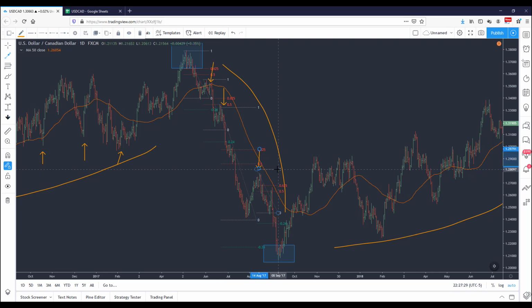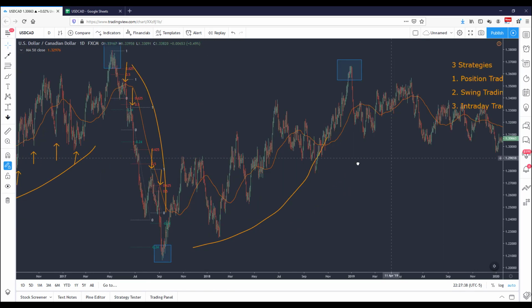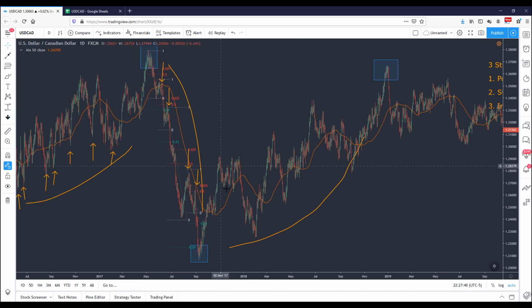And these are my examples. These are not the way Gann would trade these. These are my explanation of what I understand of his cycles. So that's the position trading strategy. But in this video, I'm going to focus on the swing trading strategy. So let's have a look at that.